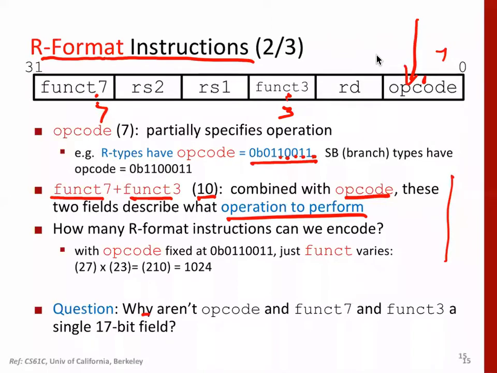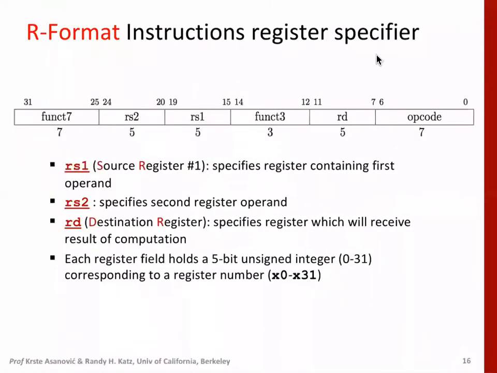Why can't the opcode and function 7 fields be combined to make 17 bits? Because it creates other problems, right? Because other instructions may not become very uniform or very similar to our type of instruction. Any question?